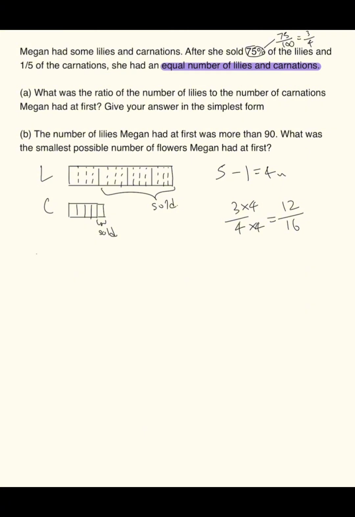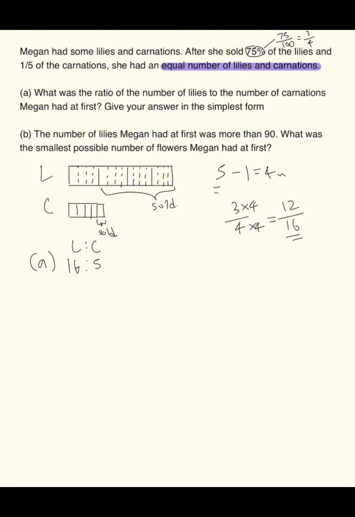Then we can go ahead to solve part A. What was the ratio of the number of lilies to number of carnations? Lilies to carnations at first is 16:5. Just look at the denominators. And that's how you get the answer for part A. Now, let's move on to part B.